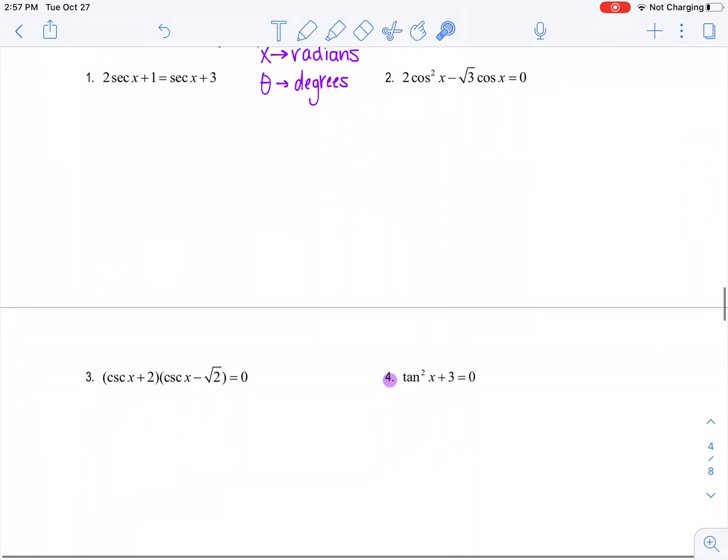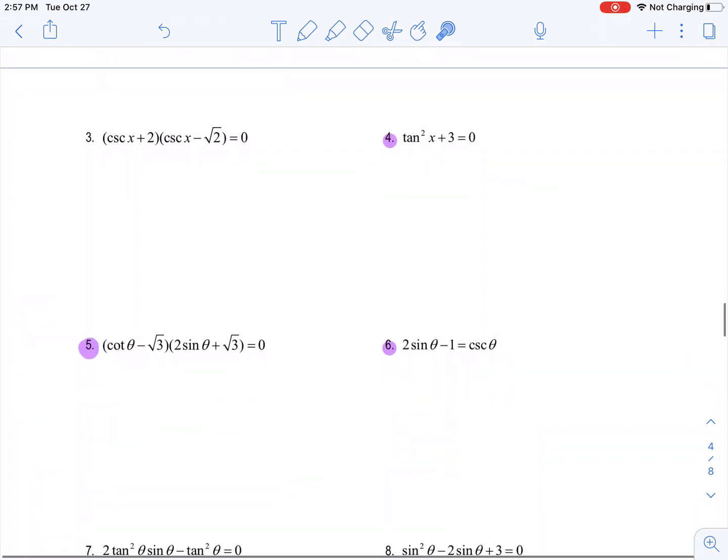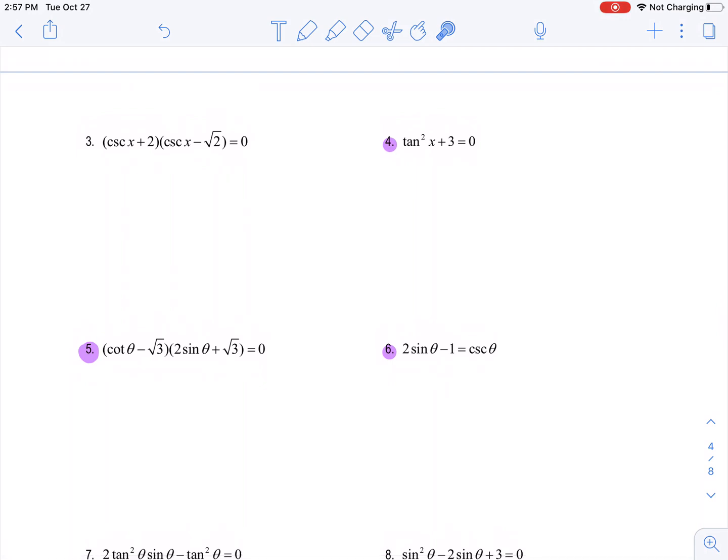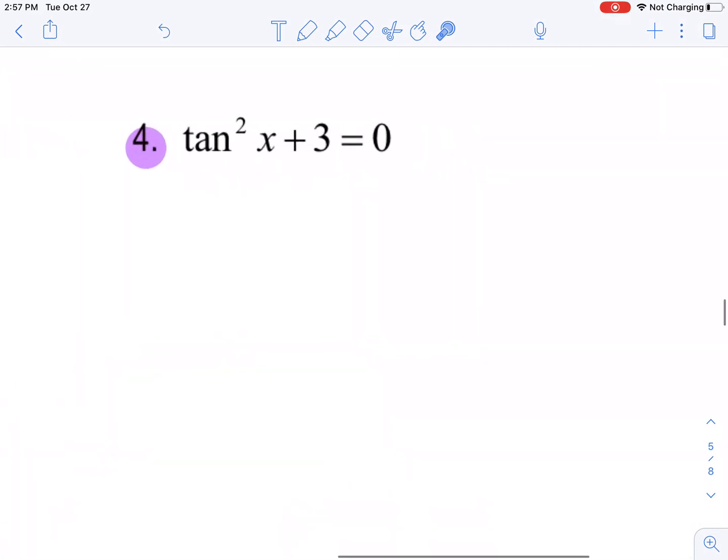Okay, so I'm going to skip a couple of these. We'll do those in class tomorrow. I want to do just these 3 before we leave. All right, let's take a look at number 4.